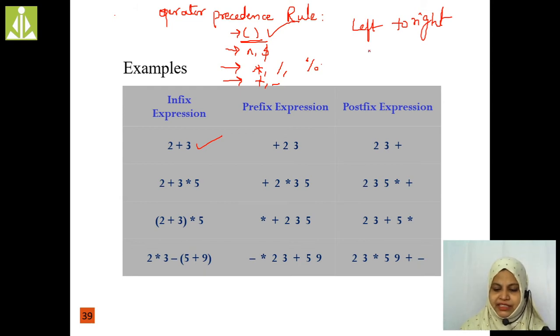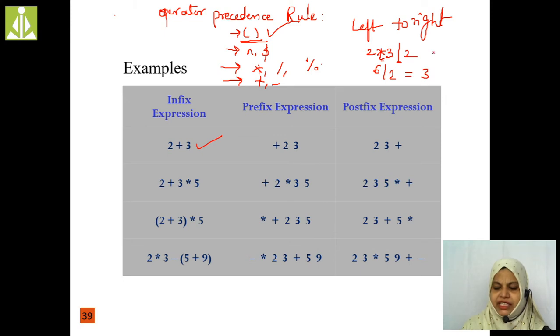For example, 2 star 3 divided by 2, right? Star and divide both have equal priority. Then how do you evaluate this? First you evaluate the star, then you evaluate the divide symbol. So 2 into 3 is 6. 6 divided by 2, the answer is 3.